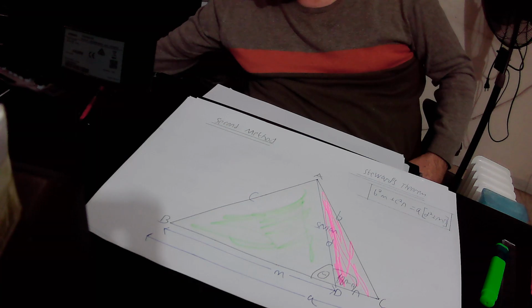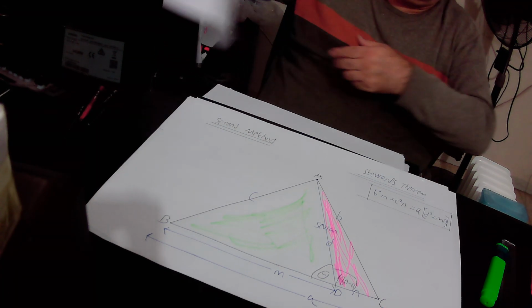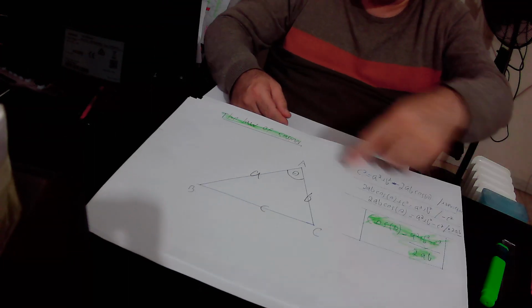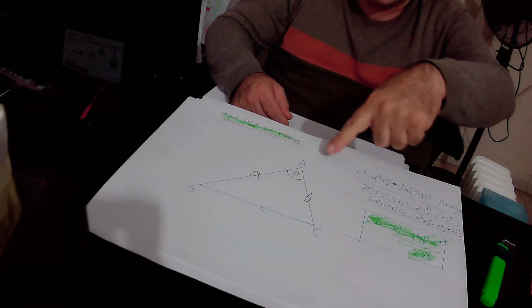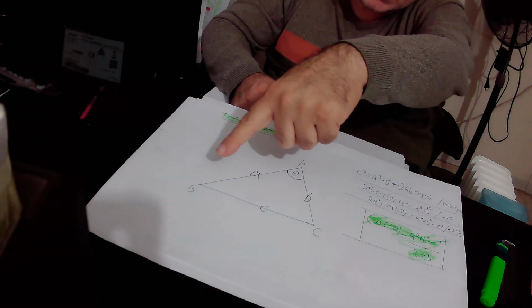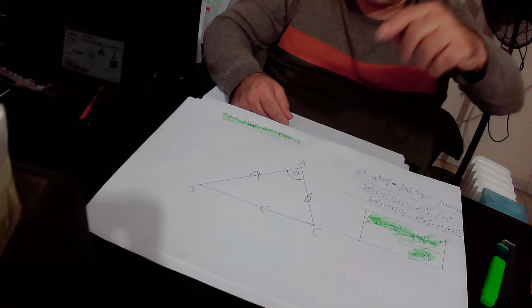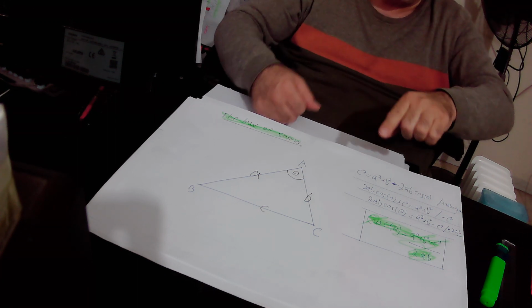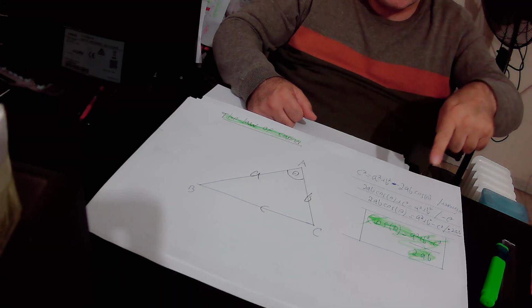According to the law of cosines, in any triangle, this triangle ABC could be any triangle. Side AB is A units, side AC equals B units in length, and side BC equals C units in length, and the angle equals theta. Then according to the law of cosines, C squared equals A squared plus B squared minus 2 times AB times cosine theta.